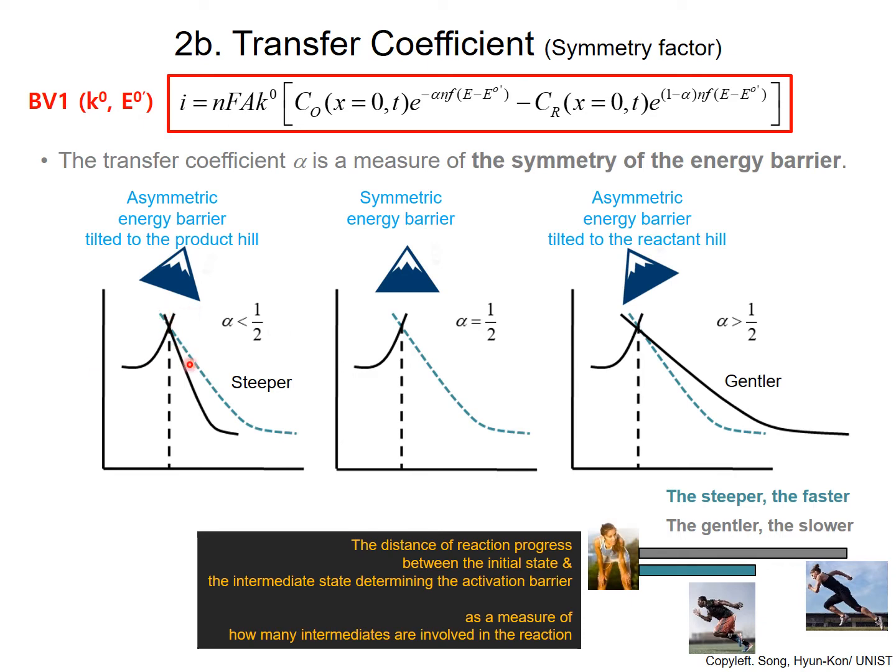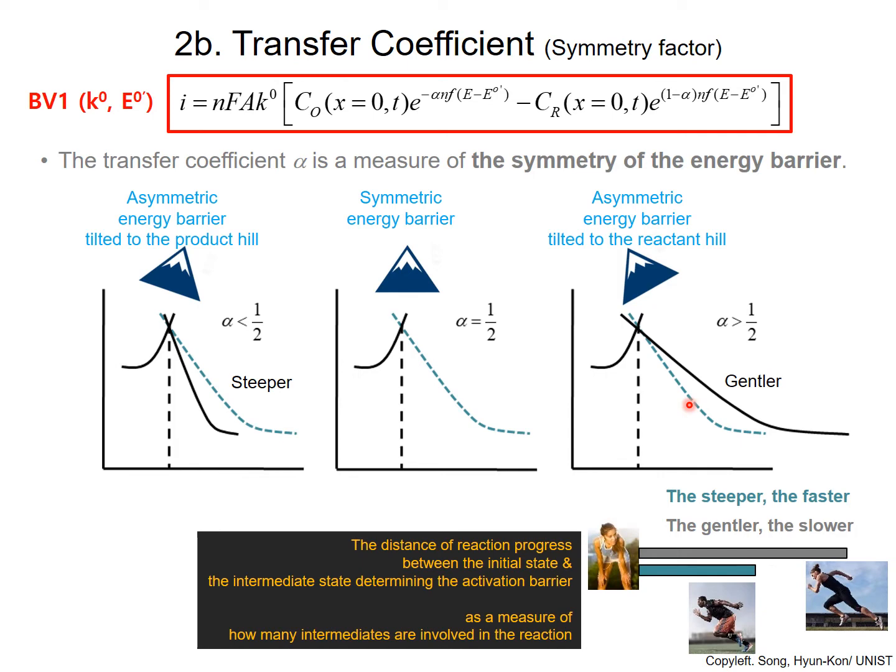Here is the product line, and the product line where the right hill of the energy barrier mountain becomes steeper at alpha less than 0.5. On the other hand, if the value of alpha is larger than 0.5, the product curve becomes gentler than the case at alpha equal to 0.5.